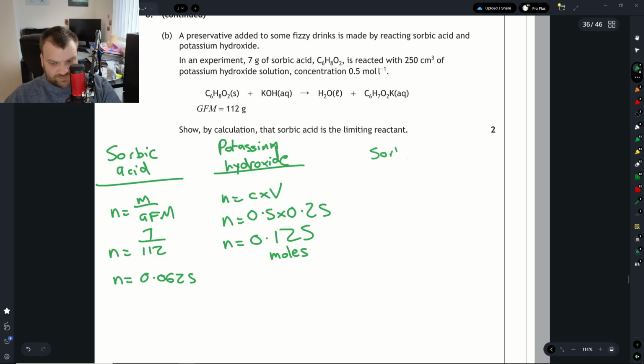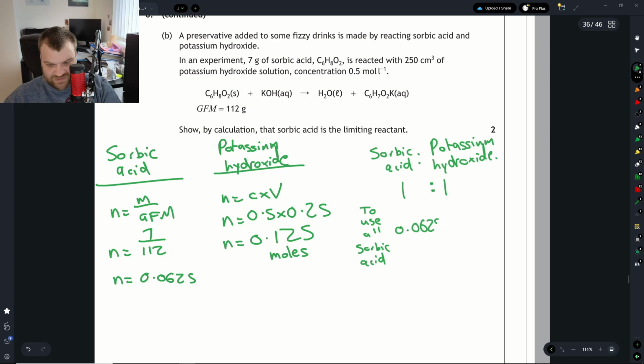If I want to use all the sorbic acid, all 0.0625, I would need the same quantity of the potassium hydroxide. This is what we have got of each chemical. We do have enough for that to work.